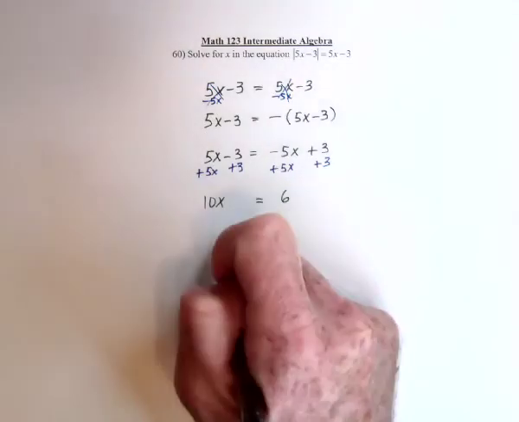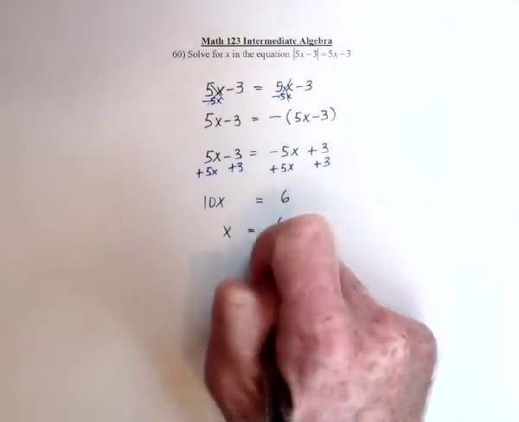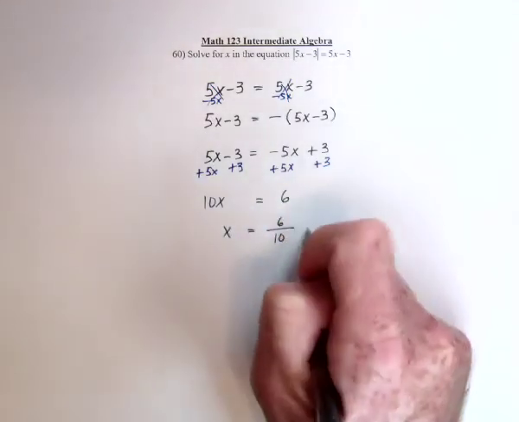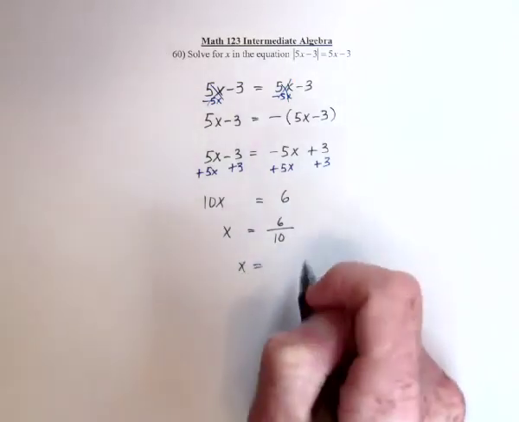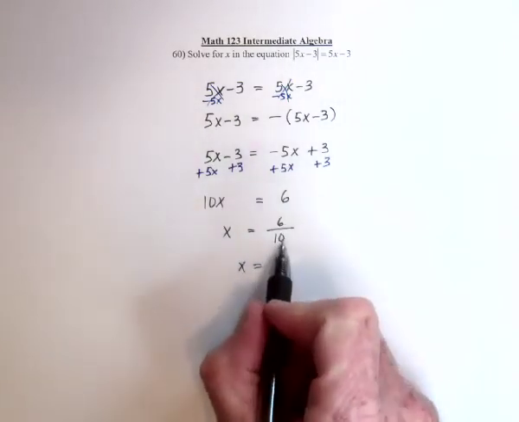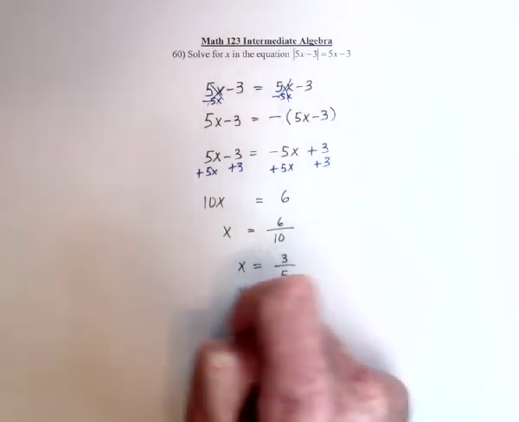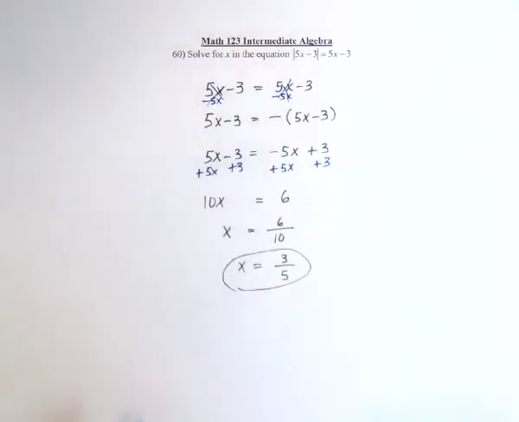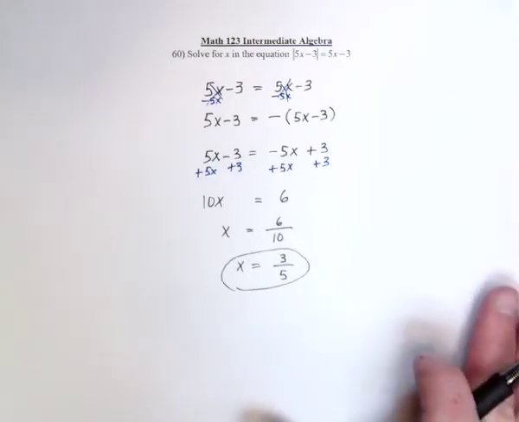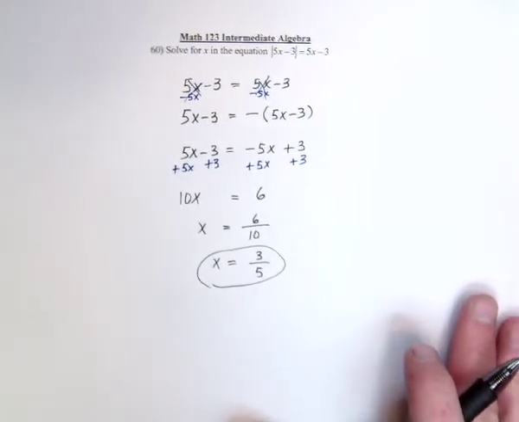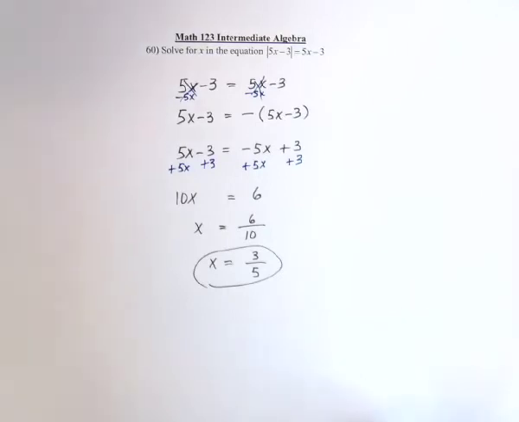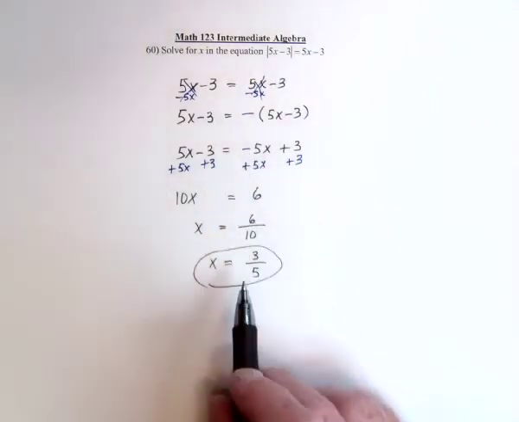And then divide. So x is 6 divided by 10. Or if you reduce that, this could be divided by 2 and this could be divided by 2. So it's going to be 3/5. So x equals 3/5 is our solution. Now there is a completely different way to do this. So this algebraic way is one way to do it.